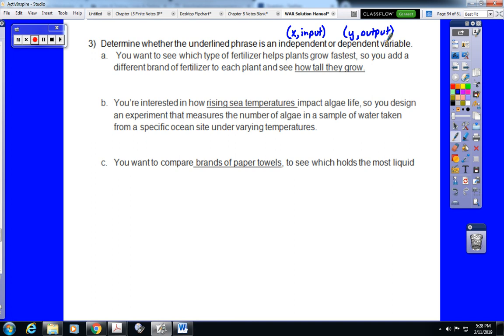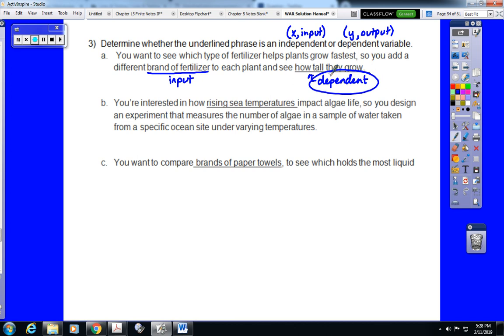So you want to see which type of fertilizer helps plants grow the fastest. So you add a different brand of fertilizer to each plant and see how tall they grow. Well, the fertilizer is what you're controlling, and how tall they grow is what you're measuring. So fertilizer would be your input, and the height would be the output, meaning that this is a dependent variable.